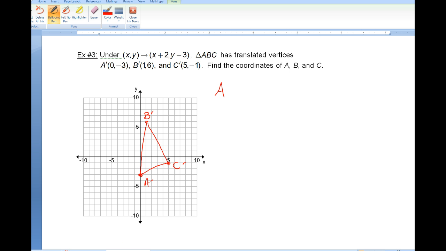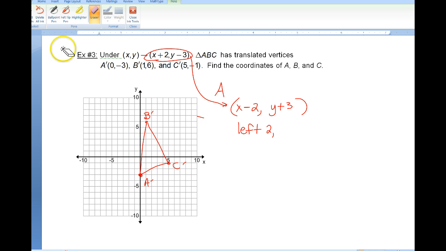Okay, so if my translation was x plus 2, y minus 3, to find A, I want to do the opposite. So I'm going to do x minus 2 and y plus 3. So left 2, and up 3.